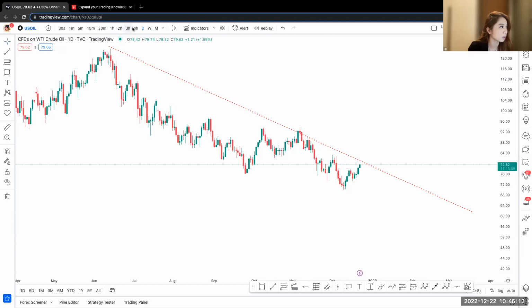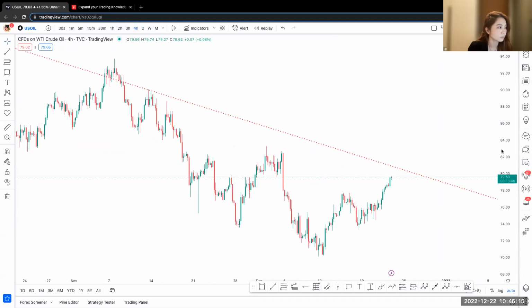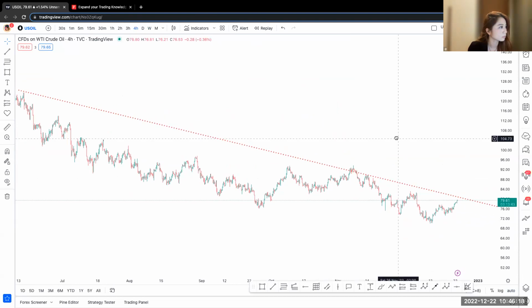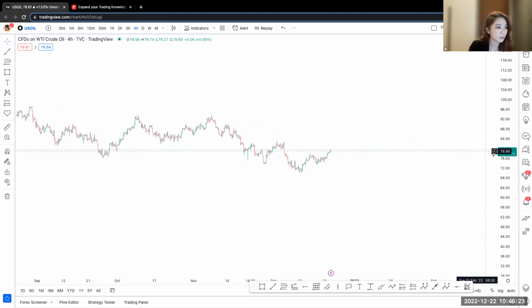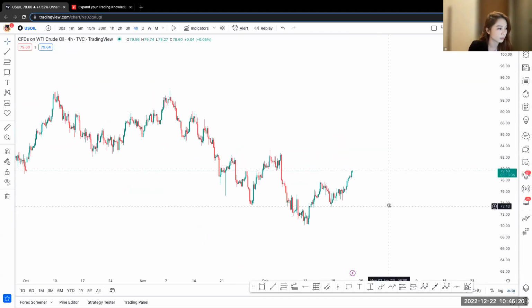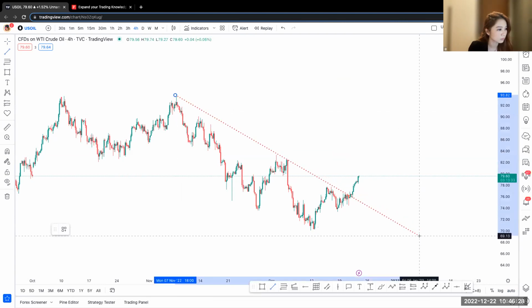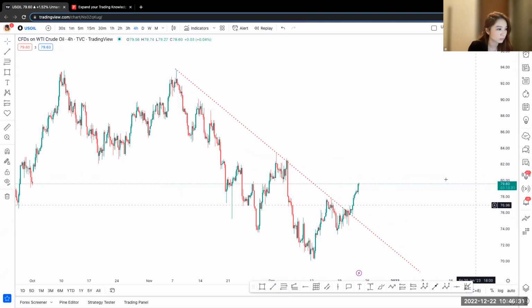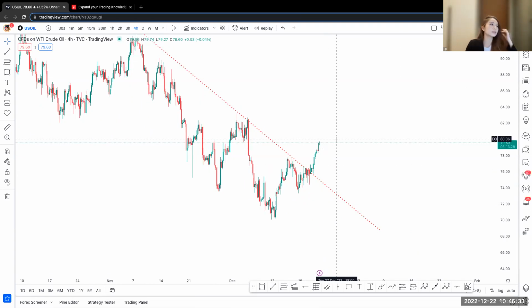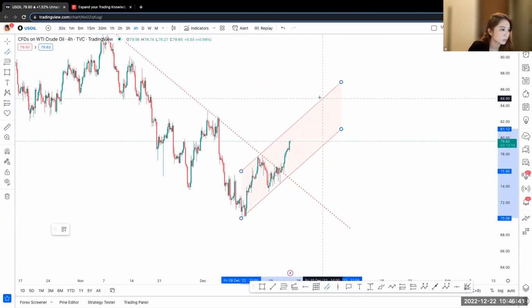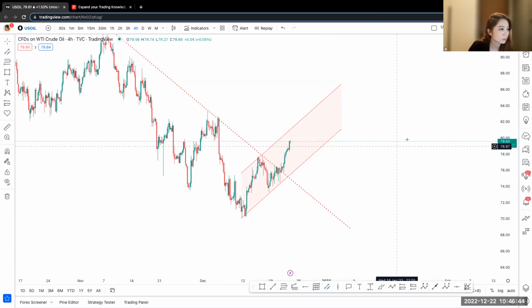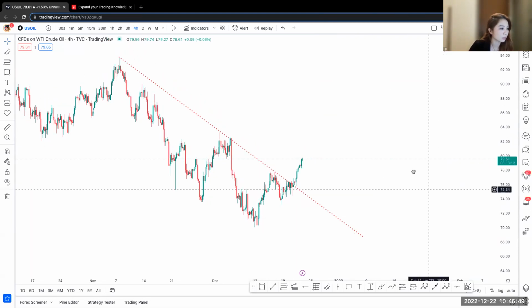downward trend for US oil. Let me redraw the H4 trend line. Looks like an upward movement. However, I think it might come to an end pretty soon because there's a chance of a short-term downward pull.